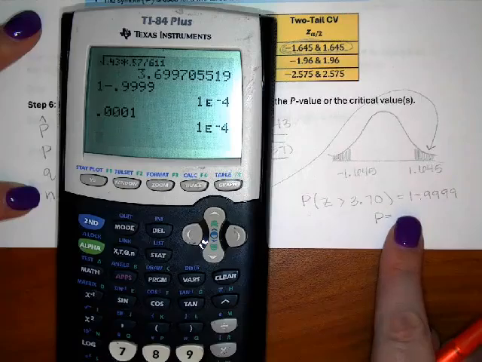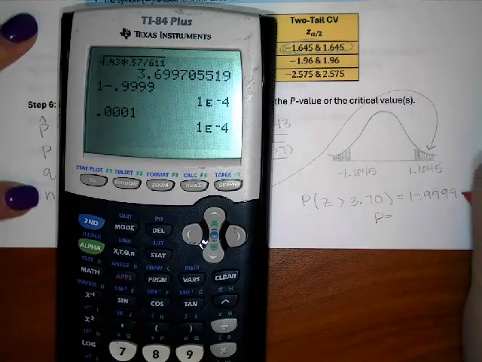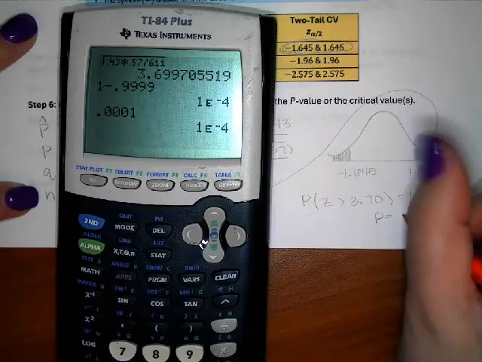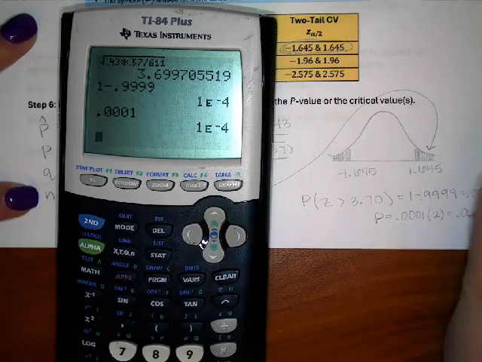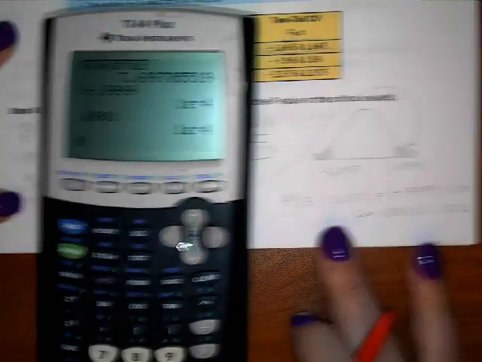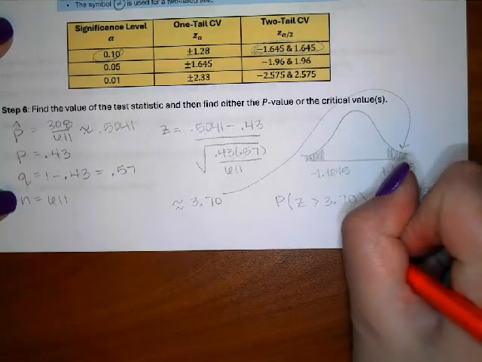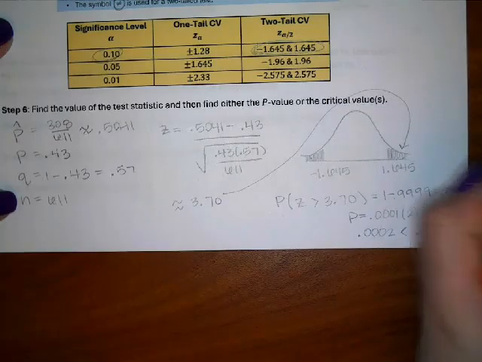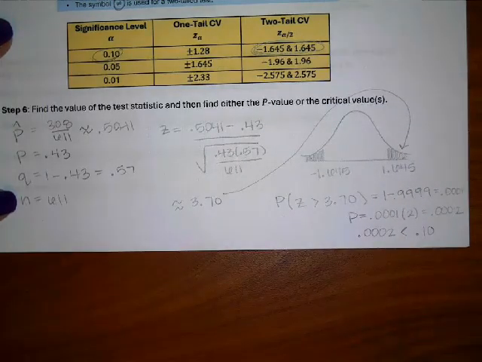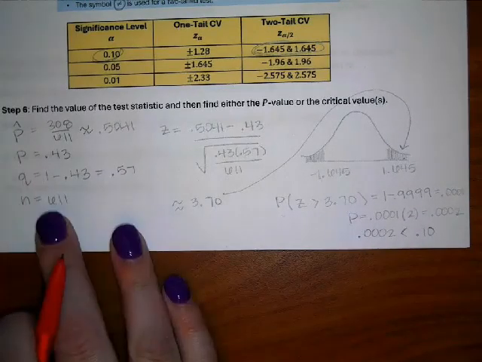Because this is a two-tailed test, I have to take this answer and multiply it by 2. So 0.0001, multiply it by 2, because it's a two-tailed test, and I get 0.0002. That's my p-value. Okay, so at this point, we know that the p-value, 0.0002, is less than 0.10. And if you remember the next step, this is also a reason to reject the null hypothesis, okay? I don't have to write anything yet.